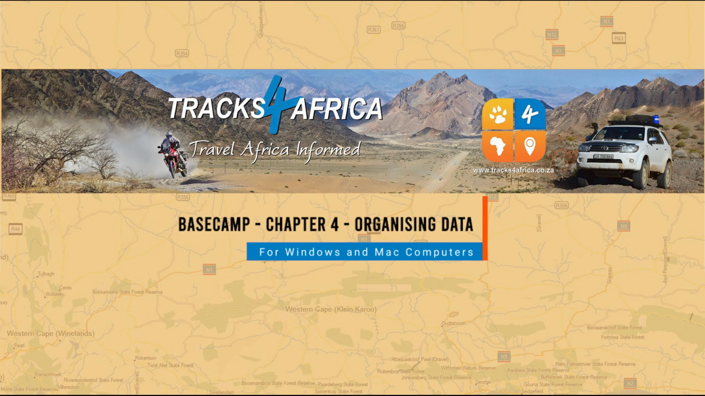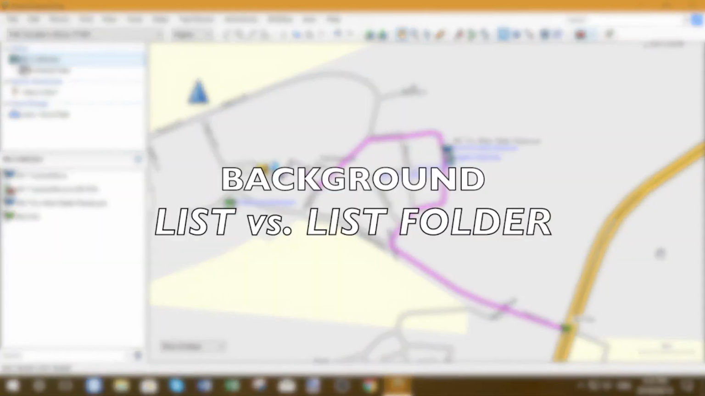Chapter 4: Organizing your data. In BaseCamp, there are two ways to organize your data. The one structure is called a list and the other a list folder. A list can store waypoints and routes, whereas a list folder can only store lists.